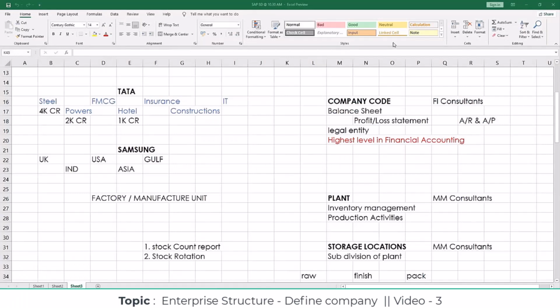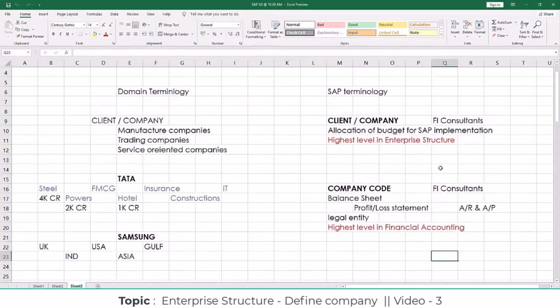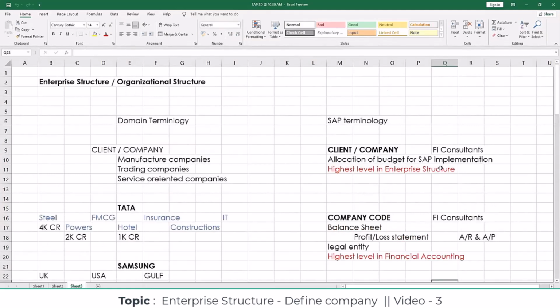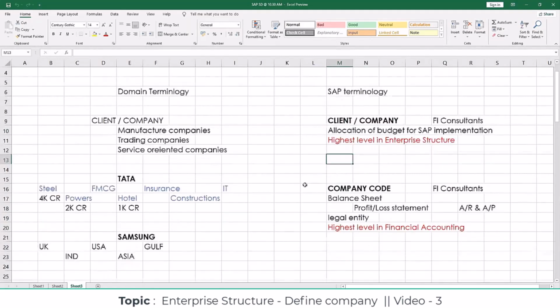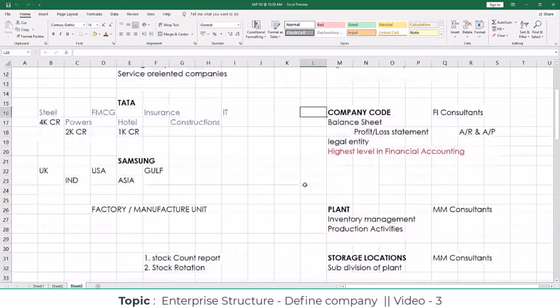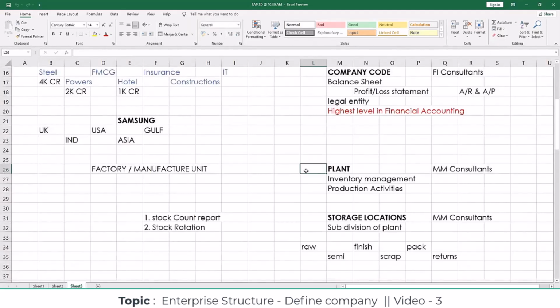Okay, so last class I was talking about a few terminologies over here. We discussed everything in a detailed manner, like what you mean by a client or a company, company code, how it works out. Then we checked out a term called a plant. So what is the functionality of a plant? Plant is used for inventory management and production activities.